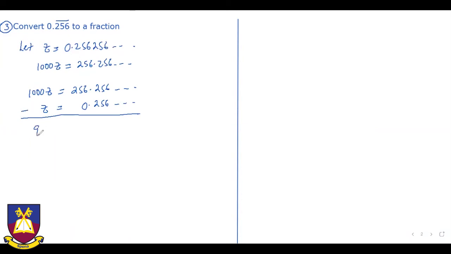This is 999z is equal to 256. That means 999z equal to 256, so our z will be 256 out of 999. And if you go to your calculator and you check this, it will give you back this. Let's look at the last example.